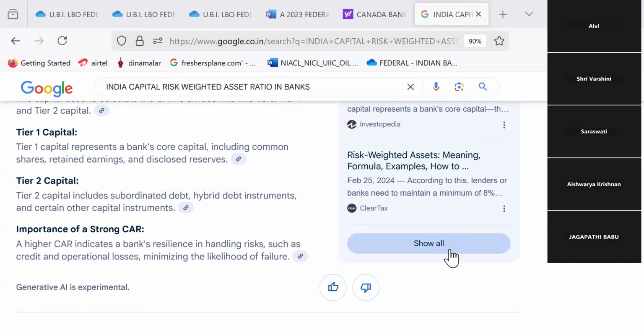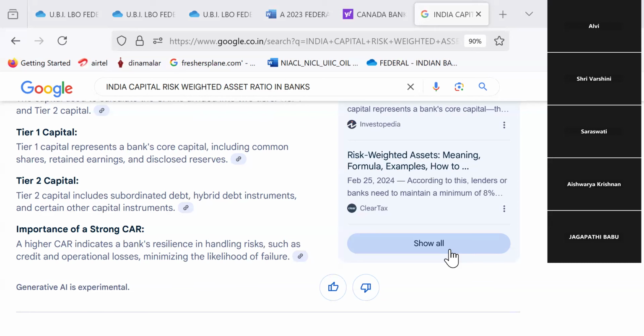Jagabadi Babu, tell me. Sir, recently the KCC collateral free limit has been changed from 1.6 lakhs to 2 lakhs. Yeah, that's what I told him. Okay. Here, as of now, it is going to be 2 lakhs.